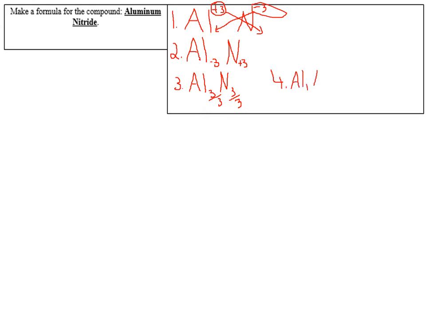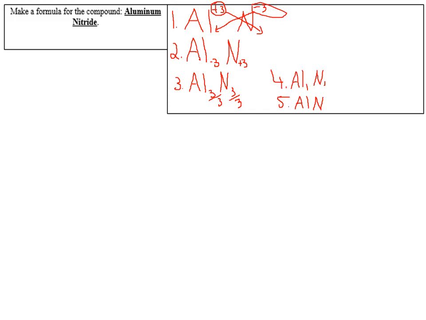1 N 1. So 3 divided by 3 is 1. 3 divided by 3 here is 1. And you can clean up your final answer by just removing the 1s. N, just like that.